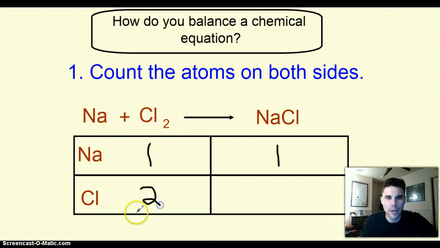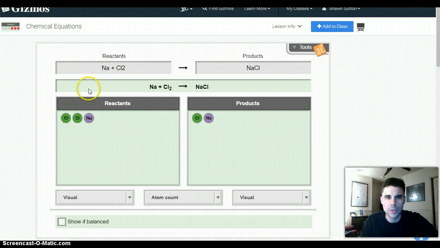So I have 2 chlorine atoms on the reactant side. What about the product side? There is only 1. This is not a balanced equation. And if I were to use some help from this gizmo right here, this provides a nice visual. You have 1 sodium atom, but the chlorines do not match up. So we need to do some work.